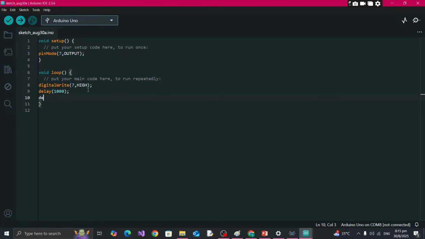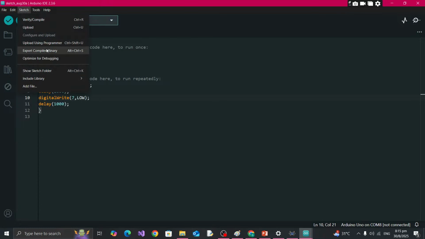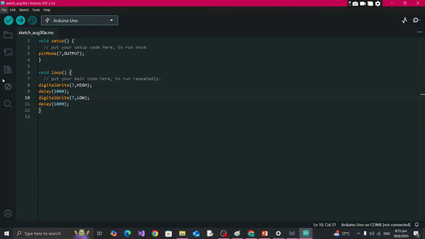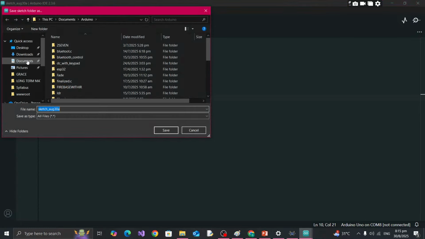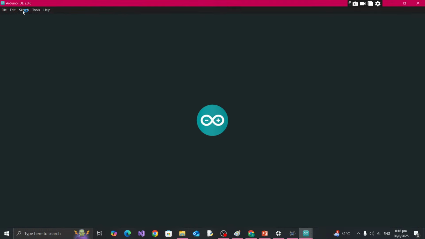And then I'm telling it not to give, so I'm giving it as LOW. So this will give 5 volts for 1 second, and it will not give 5 volts for another 1 second. So we can infer that the LED is blinking every 1 second. So now I'm uploading this sketch to my Proteus. First I'm saving this to the desktop. After this I'm going to export this.